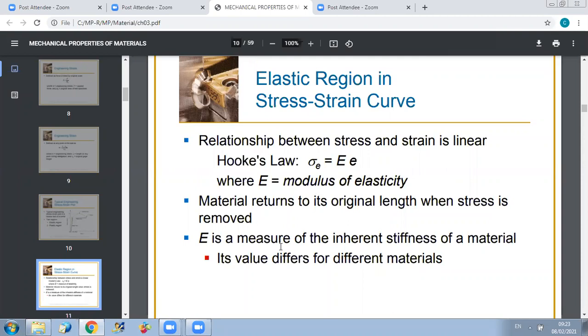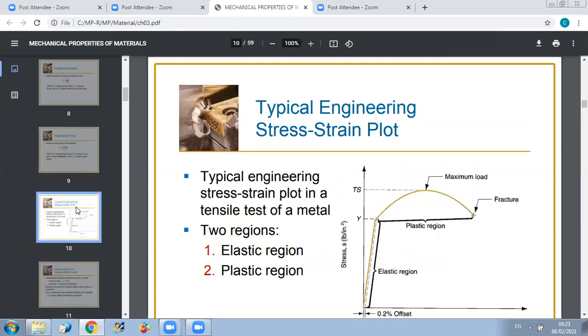The characteristic of the elastic region is that the material returns to its original length when stress is removed. So this is why we say it's elastic. So if I deform, for example, until here, then I remove the force, what will happen is that my specimen will go back to its initial state, to its normal state before application of the force.